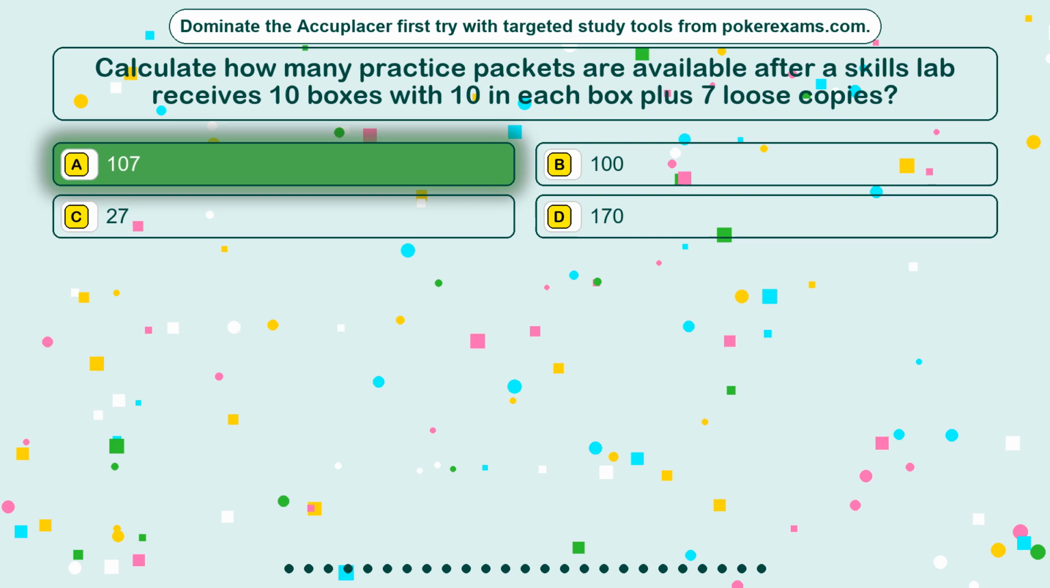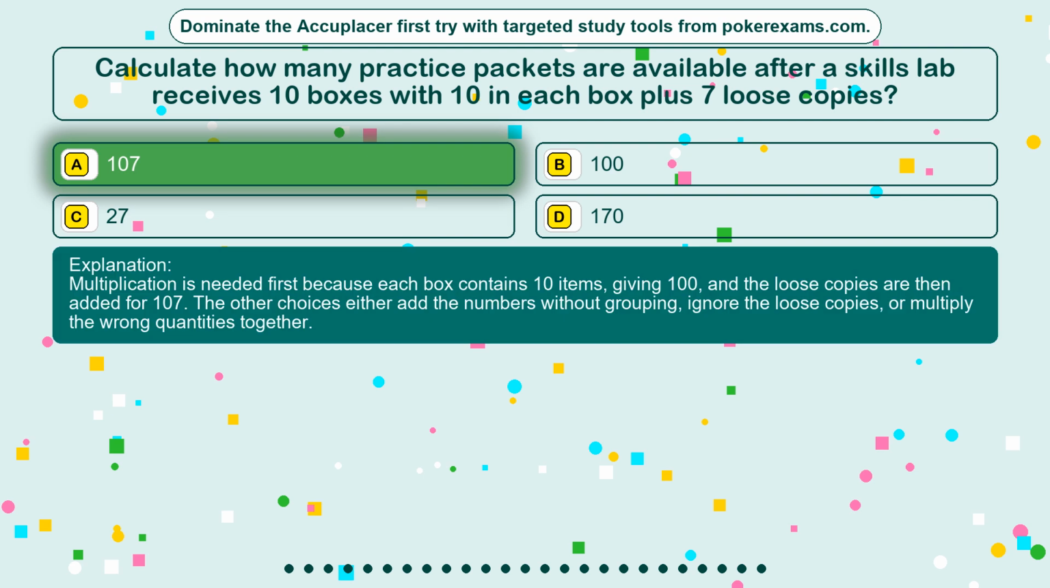The correct answer is option A, 107. Multiplication is needed first because each box contains 10 items, giving 100, and the loose copies are then added for 107. The other choices either add the numbers without grouping, ignore the loose copies, or multiply the wrong quantities together.